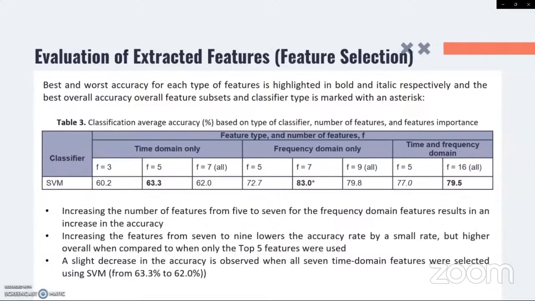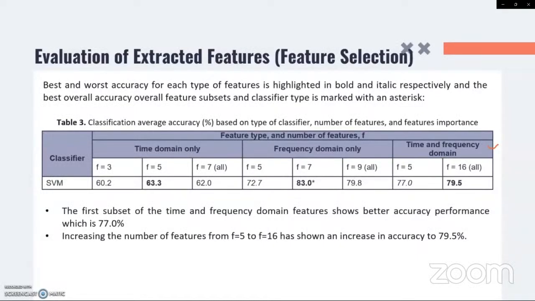It was observed that increasing the number of features from 5 to 7 for the frequency domain only subsets increases the accuracy rate. However, increasing it from 7 to 9 lowers the accuracy rate. A similar pattern can be observed for the time domain only subsets. From 3 to 5, it increases the accuracy rate. However, increasing it from 5 to 7 lowers the accuracy rate. For when both time and frequency domain features were used, the first subset shows better accuracy performance, which is 77%. Increasing the number of features from 5 to 16, which is the total number of extracted features, increases the accuracy to 79.5%.